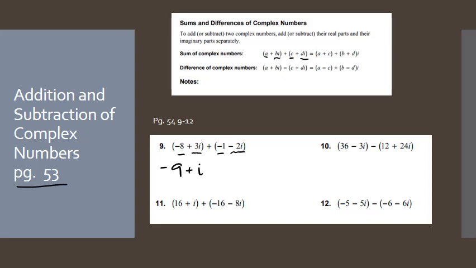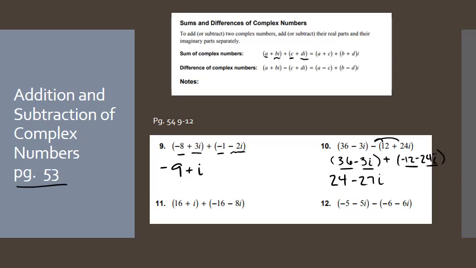Okay, the same way with subtraction. The only thing though is I would change this to addition and then distribute the negative, only because I've seen over the years that students will forget to subtract the second term. So I'm just going to have you change it to an addition problem. So 36 and -12 would be 24. And then you'd have -3i and -24i would be -27i. And again, that would be your imaginary term.